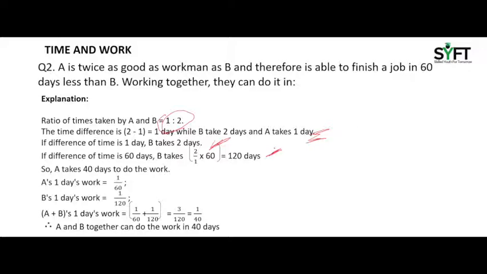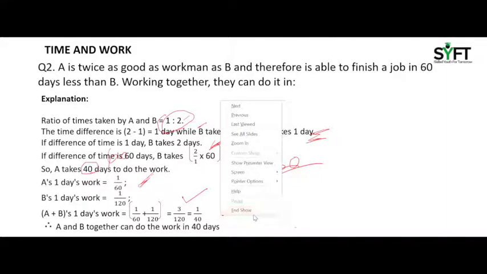So what work A can do in 60 days, B can do in 120 days, obviously, because A is twice as good a workman as B. So A takes 60 days to do the work. So A's 1 day's work is equal to 1 by 60. B's 1 day's work is equal to 1 by 120, because B can do it in 120 days. So A plus B's 1 day's work is equal to 1 by 60 plus 1 by 120, equal to 3 by 120, which is equal to 1 by 40. Otherwise, A and B together can do the work in 40 days.